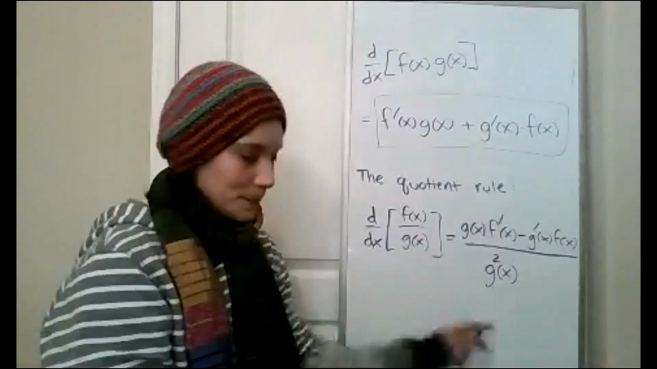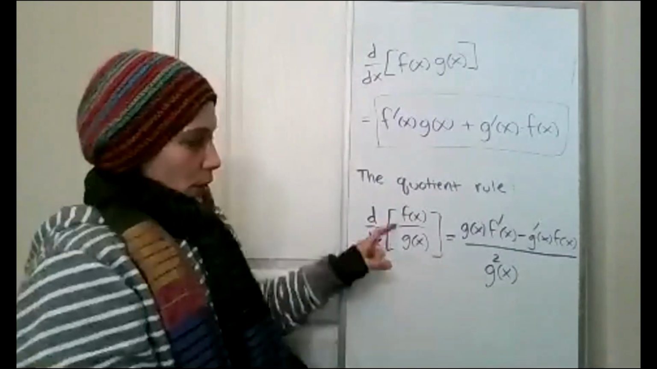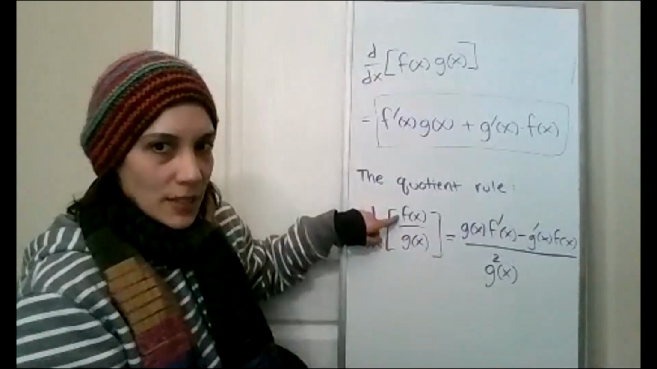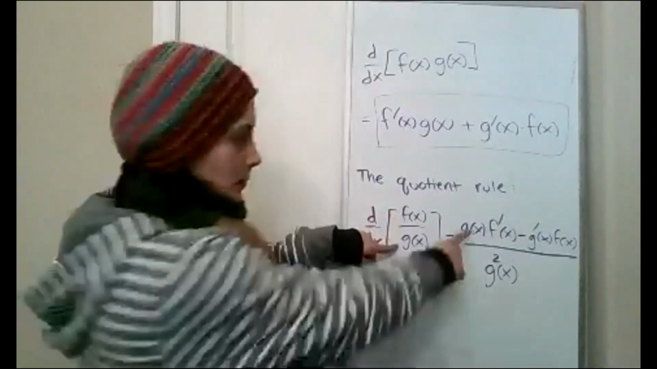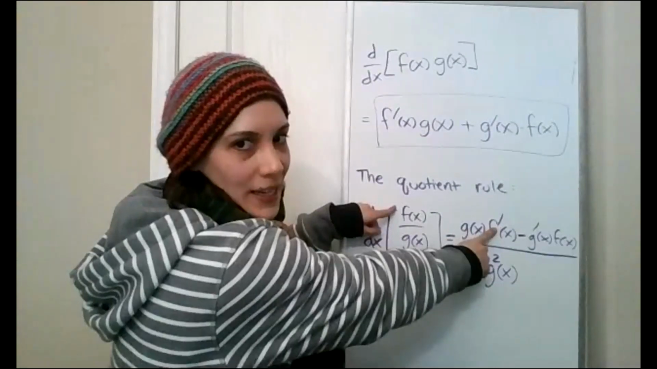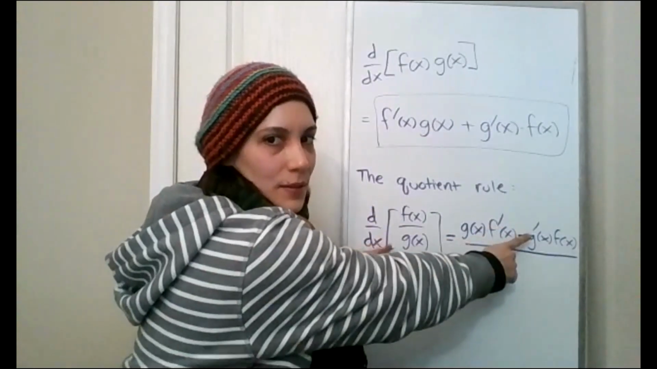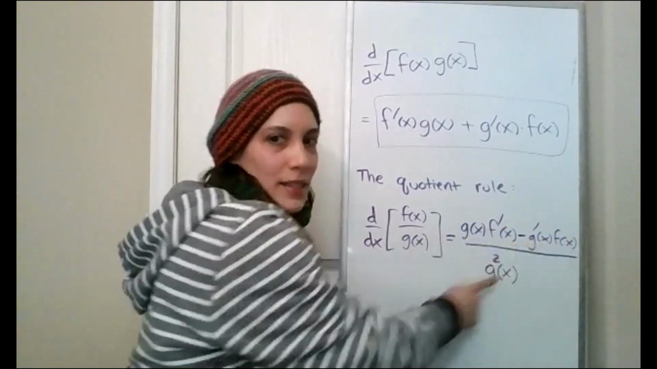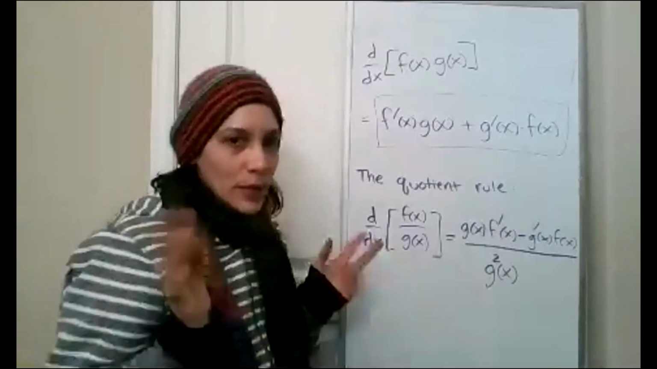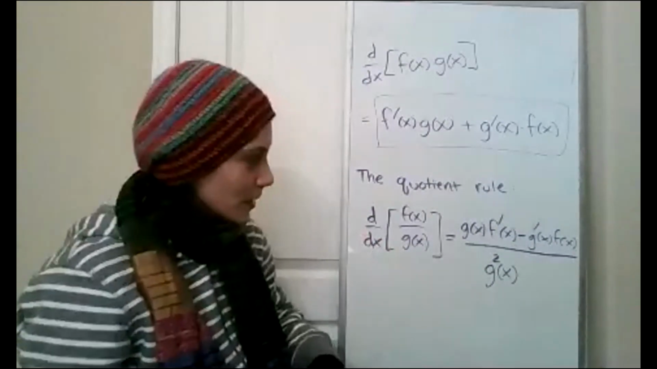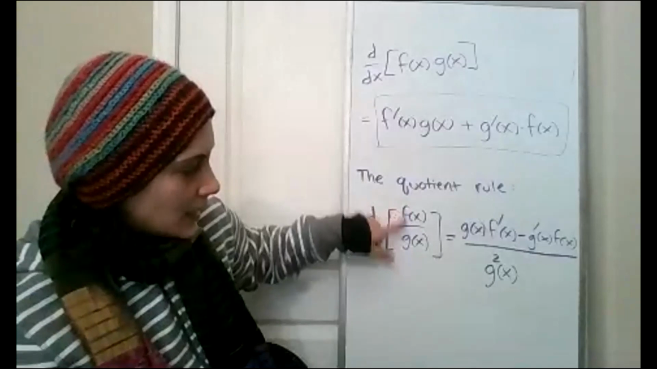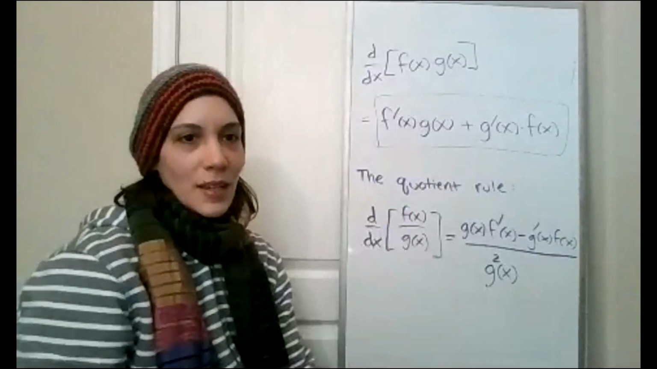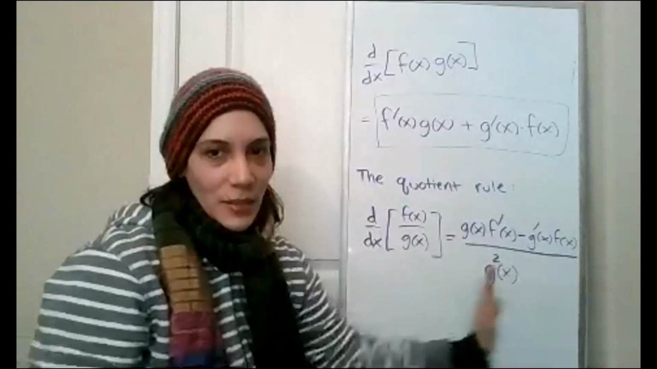Okay, here's the rhyme. So this function is down low, and this function is up high, and I was taught low d high, minus high function on top, derivative of low, and then square the bottom, away we go. That's the rhyme. So low d high, d low, square the bottom, and then you're done. Or you could try to just memorize everything that's going on over here.